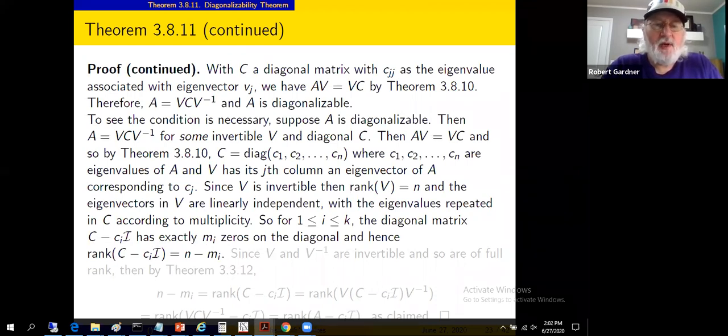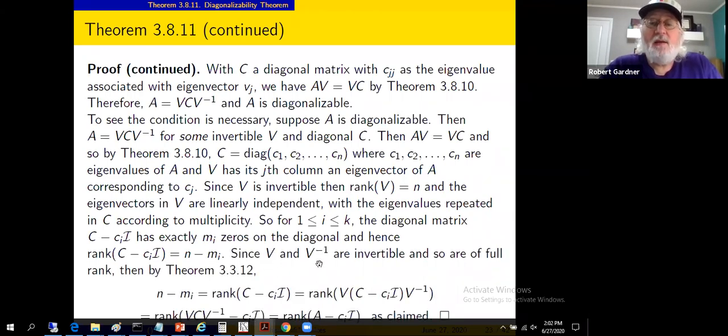We're dealing with, as columns, multiples of the standard basis vectors, except you've lost some of those vectors. M sub i of them have been replaced with zero vectors. So how many linearly independent columns do we get? All the non-zero ones will still be linearly independent, of which there are n minus m sub i.